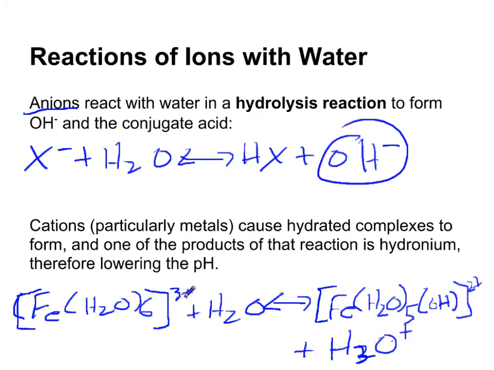So what happened here is this complex hydrated ion gave a proton to water. So instead of having 6 water molecules as part of the complex ion, it only ended up with 5 and an OH, and it produced a hydronium ion. So the important thing to remember there is that cations produce hydronium that lower the pH. So cations make solutions acidic, anions make solutions basic.